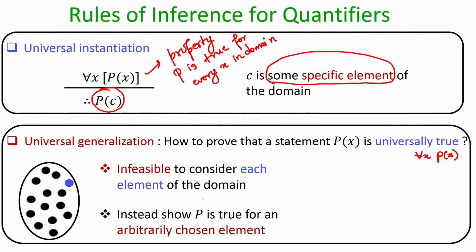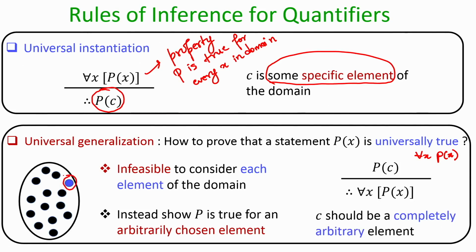So, to prove statements of that form, what we do is we pick some arbitrary element of the domain. When I say arbitrary element of the domain, that means there is no specific property of that element, it is just some arbitrary element, and show that the property P is true for that arbitrarily chosen element. If it is true for that arbitrarily chosen element, you can come to the conclusion that P is true for any element in the domain, because the sample point that you have chosen was arbitrary.